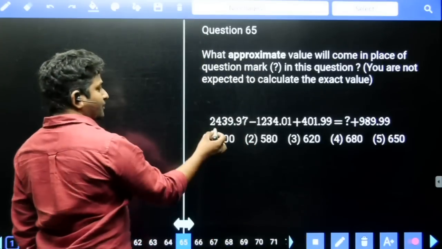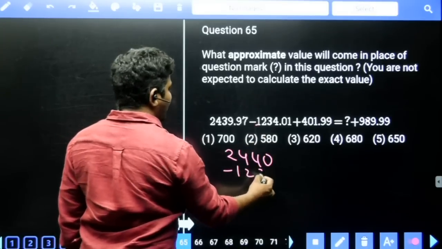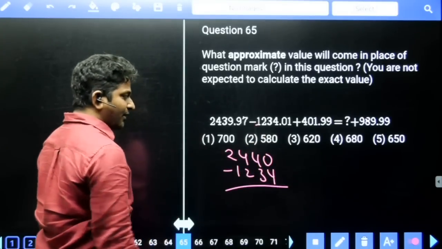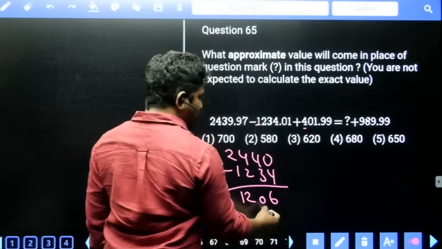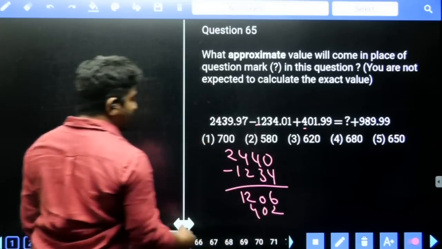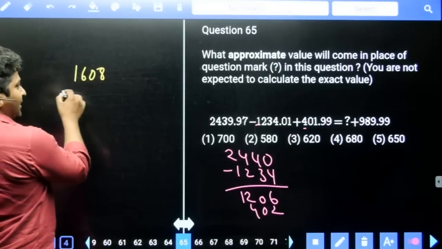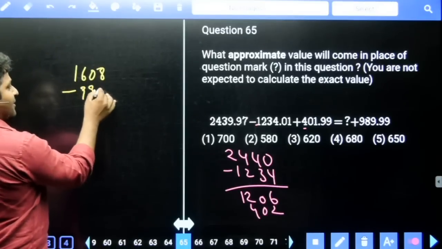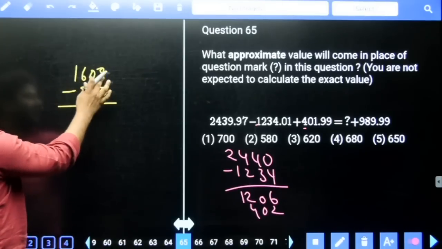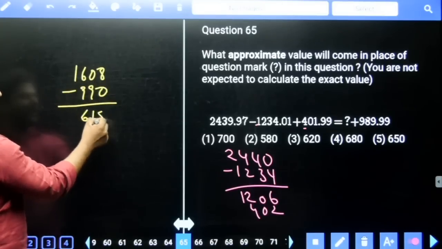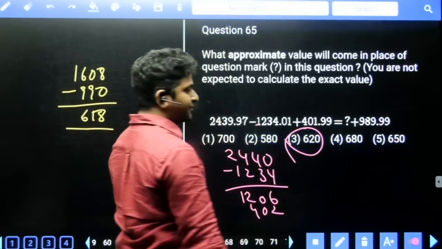Calculate this one. 2440 minus 1234, minus 1234. Let's calculate so far, which is equal to 1206 plus 402 we have. To this, if you add 402, that is 1608, and right hand side you have 989, that is approximately 990. That comes to left hand side, that becomes minus 990. Subtract 1000, add 10. Subtract 1000, 608, add 10, 618 is our answer. Answer should be approximate to 618, that is equal to third option 620.